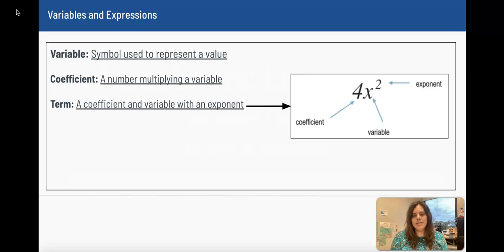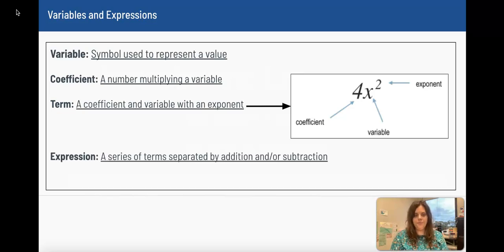So you can see this example in your notes and on the screen that 4x squared would be a term. It has a coefficient of 4. The variable is x and the exponent is 2. An expression is going to be a series of terms that are separated by addition or subtraction.